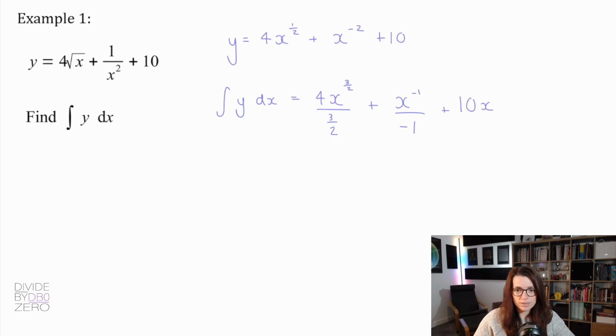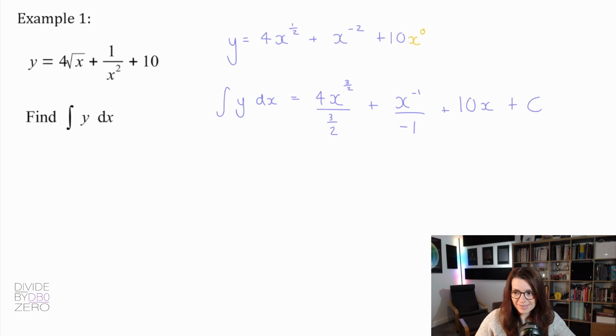And this is because a 10 on its own as a constant there is like having 10 next to an invisible x to the power of 0. So if we're going to add 1 to the power and then divide by the new power, we would just have x to the power of 1, or x. And then because this is an indefinite integral with no limits, we really need to put plus c on the end.